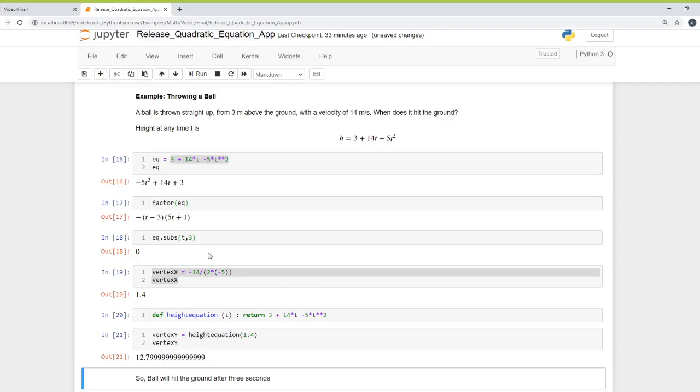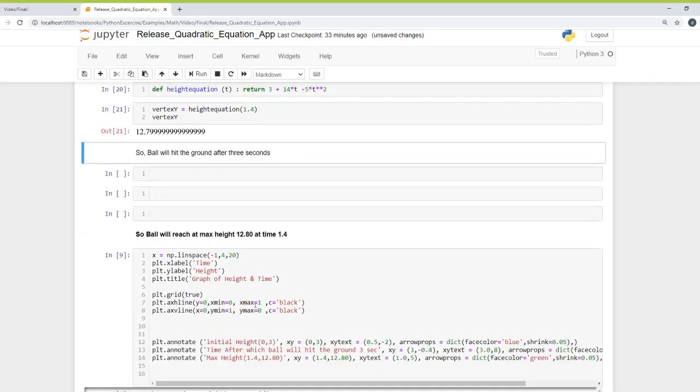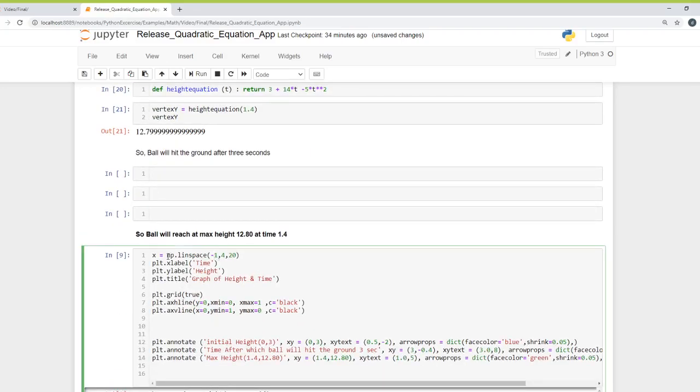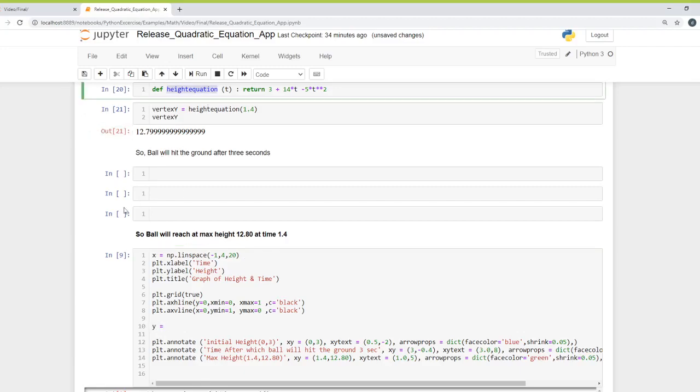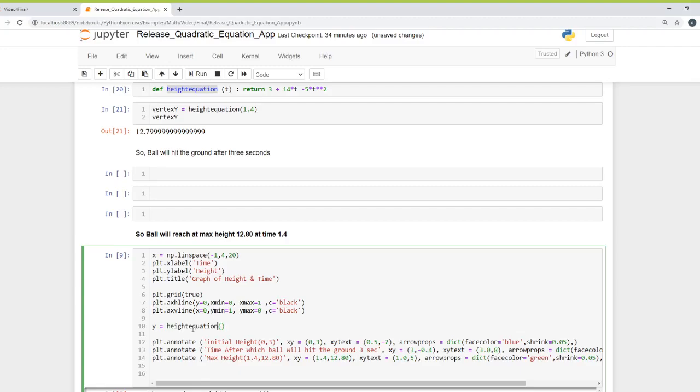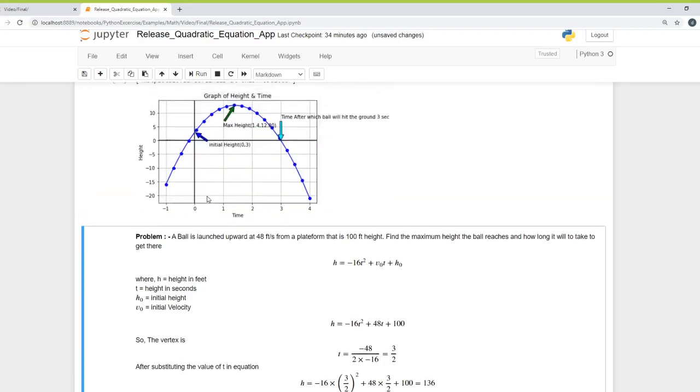So let's solve all these things graphically. For that, we have values of x, time from -1 to 4, with 20 points. Let's calculate the value of y, that is, the height at different times. So height_equation, we pass the value of x, and now draw the plot. plt.plot(x, y, 'bo'), and this is our graph.